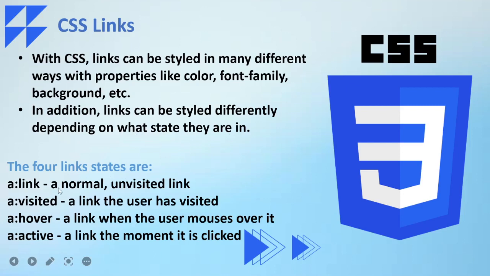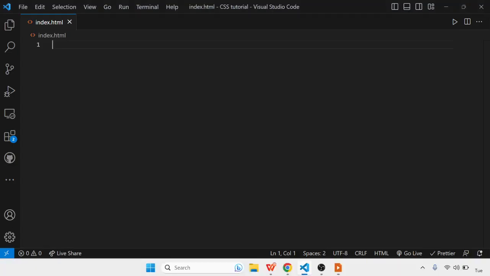A link has basically four states. First is the normal link, where a is the anchor tag and link is the state. So this is a normal or unvisited link. The second is a:visited, which means a link which the user has visited. The third state is a:hover, which means a link when the user mouses over it. And the fourth state is a:active, a link at the moment it is clicked. Okay, so let us now look at all of these properties in our code.